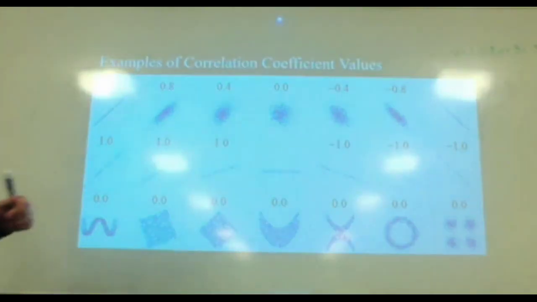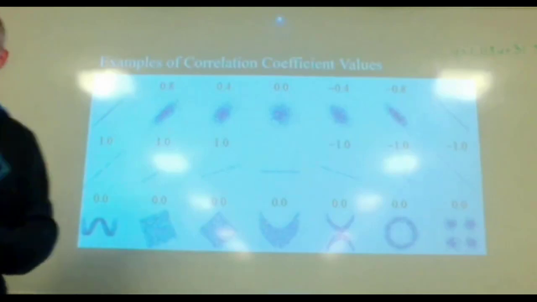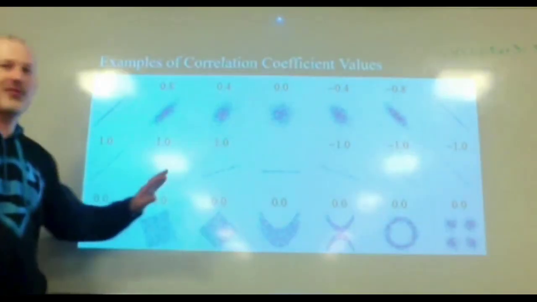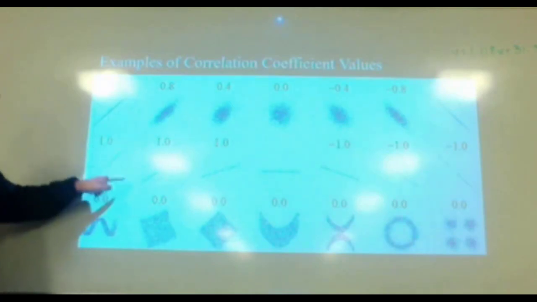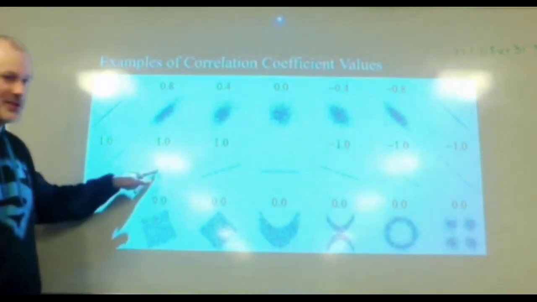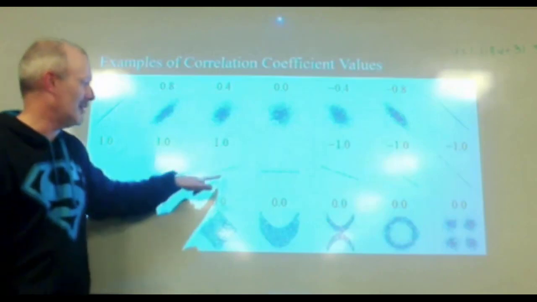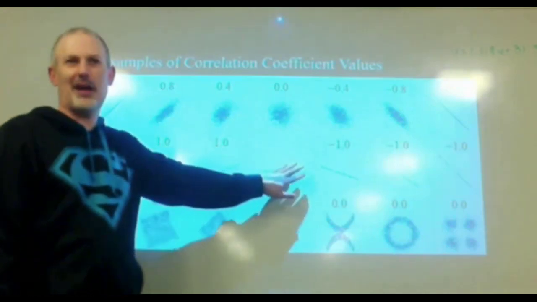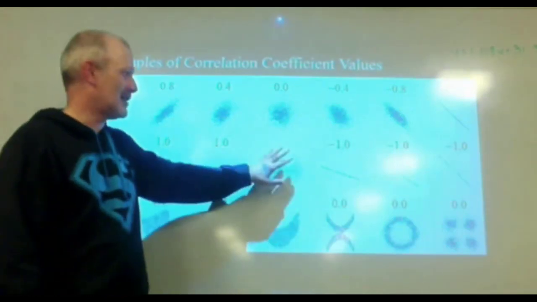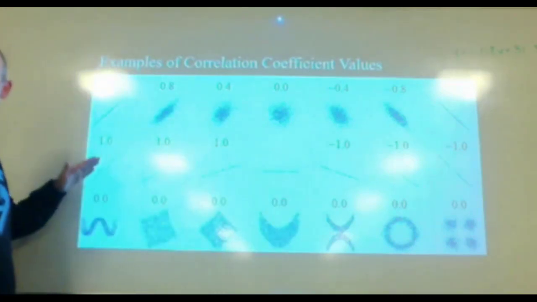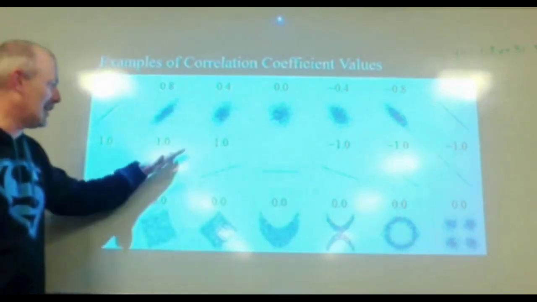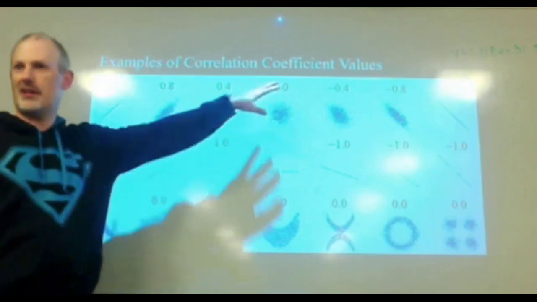So let's take a look at some examples of correlation coefficients. I want to look at this middle row first because notice this one has a correlation coefficient of 1. This one is also a correlation coefficient of 1. This one is 1. This one doesn't have one. I don't know if it would be 0 or just non-existent. But notice 1 doesn't mean they all look the same, but what it does mean is they're perfectly in a straight line and they all are increasing from left to right.